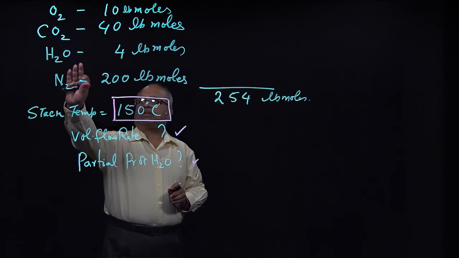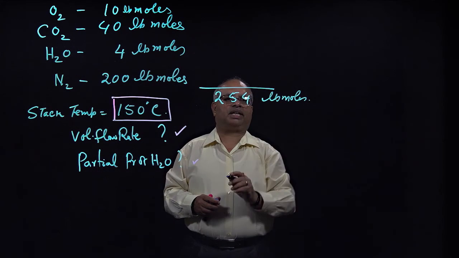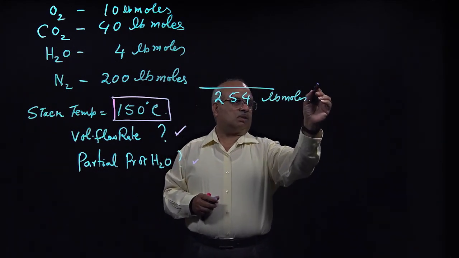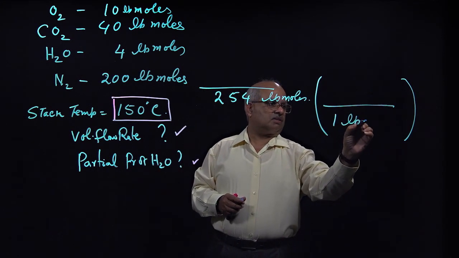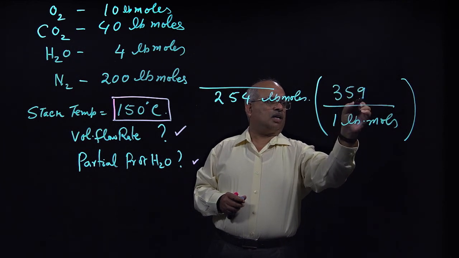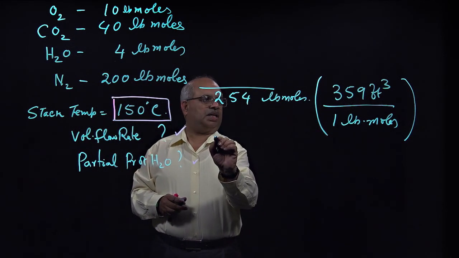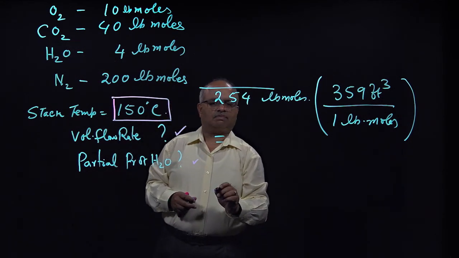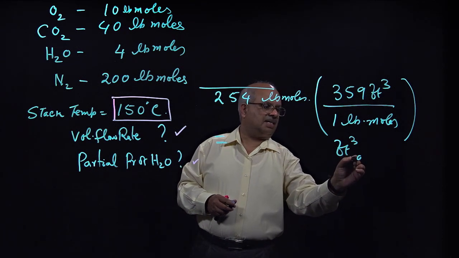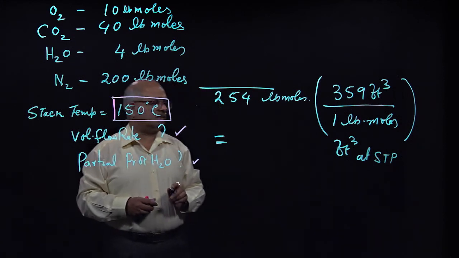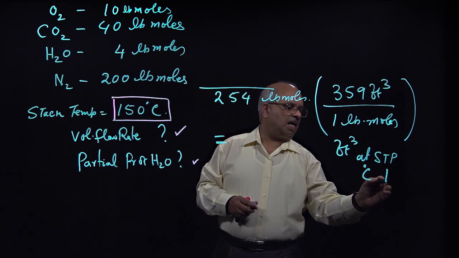We all know that irrespective of the species, each mole occupies a certain volume. So we can calculate the volume occupied by 254 pound moles of gas. And we also know from Avogadro's law that each pound mole at standard conditions occupies 359 cubic feet. So now we can easily calculate the total volume here. I want you to try this and then let me know what the volume is. This volume will be in cubic feet, and it is at STP, standard temperature and pressure, which is 0 degrees Celsius and a pressure of 1 atmosphere.